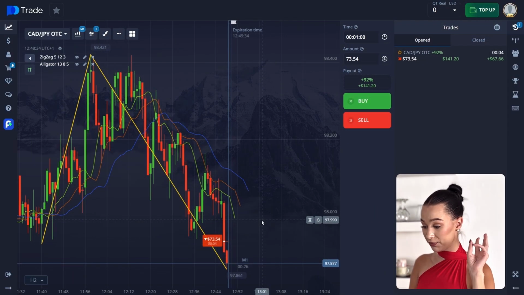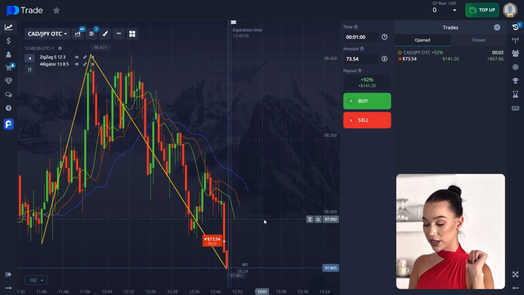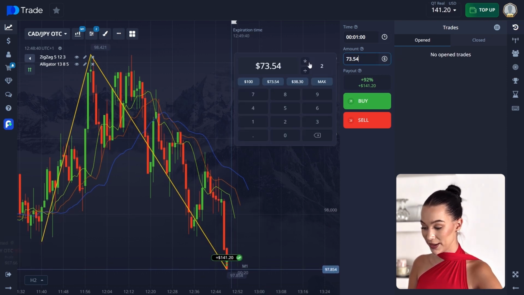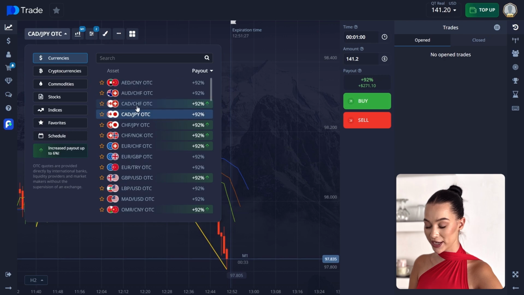And guys, it's 3 seconds right now till the end of a trade. 2, 1, and we close it successfully, as you can see. So we change our amount of money per trade, and now we are looking for a new situation.